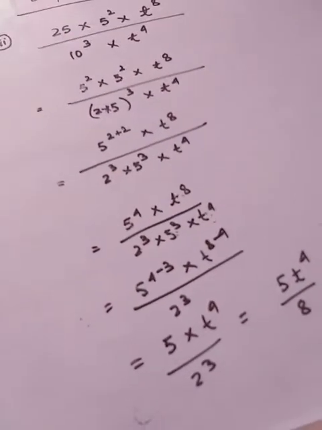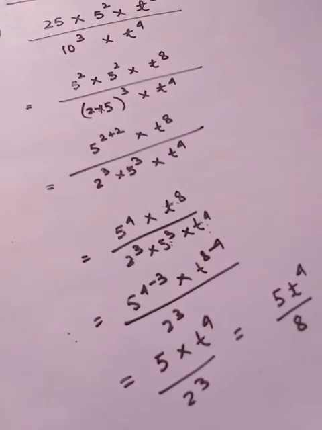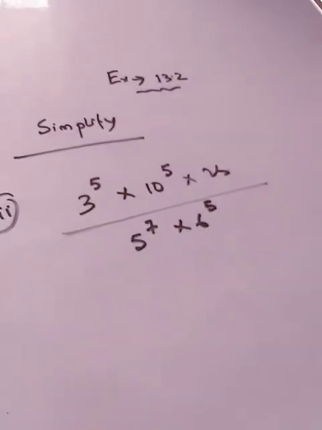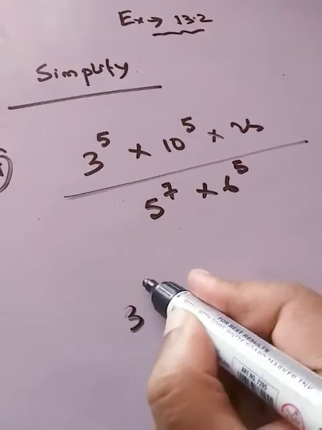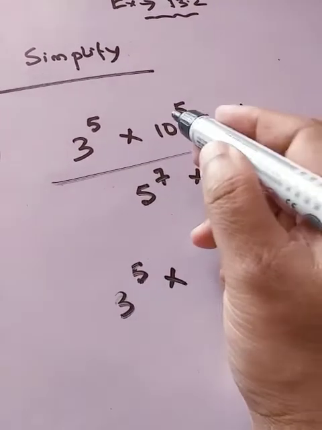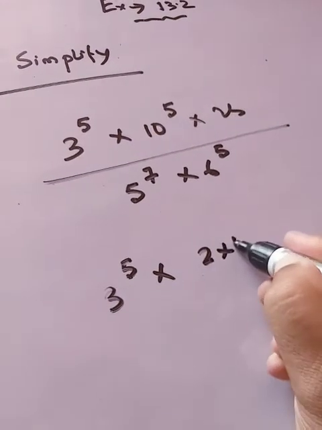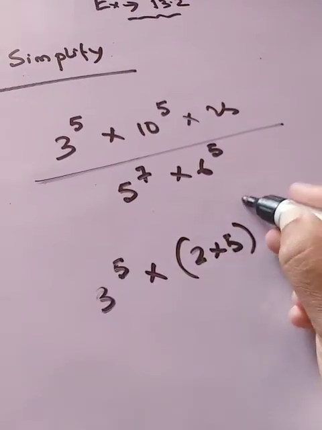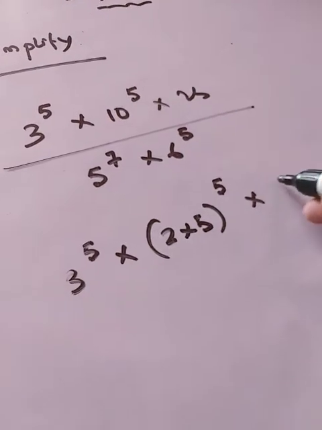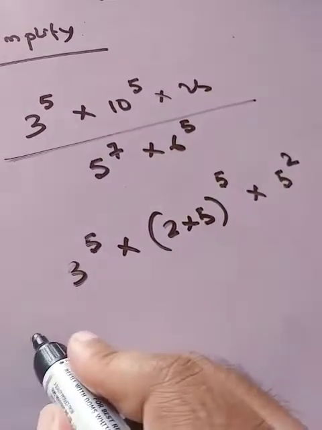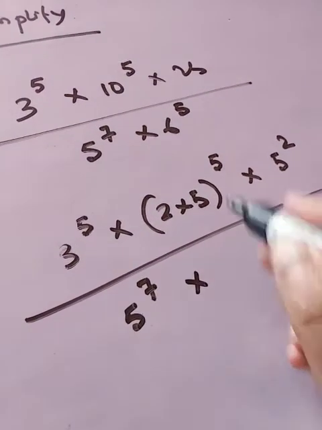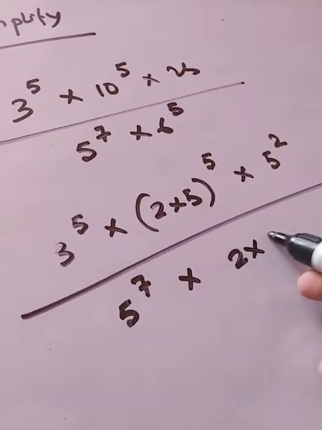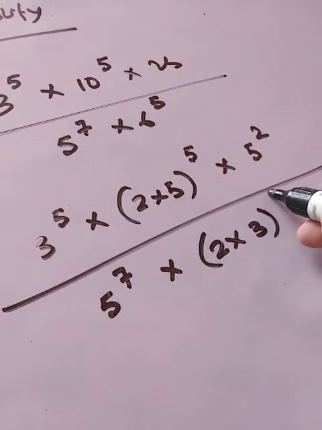Okay. Let's move on to sum number 3. This is sum number 3. So what to do? First we'll write 2 to the power 5. How to write 10? Yes, 2 into 5 to the power 5. How to write 25? 5 square. Now nothing could be done in the denominator. 5 to the power 7. 6 could be written as 2 into 3 to the power 5. I hope you have understood, all of you.